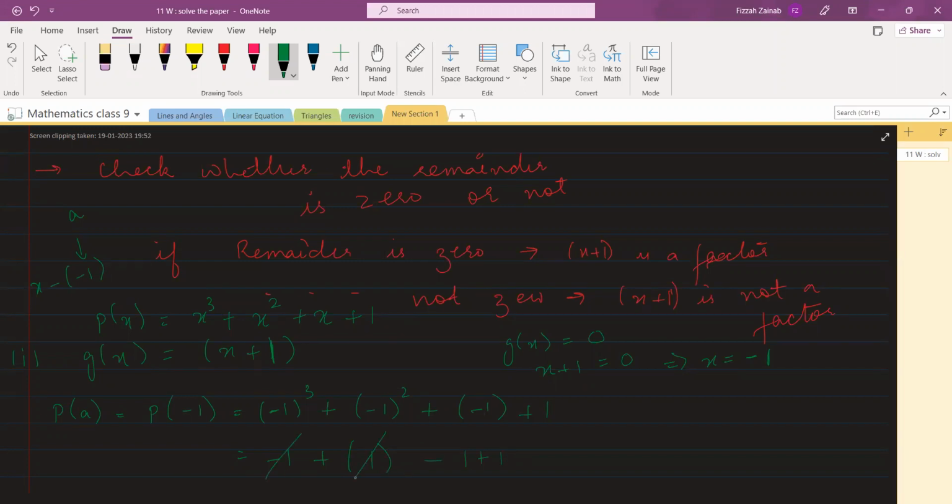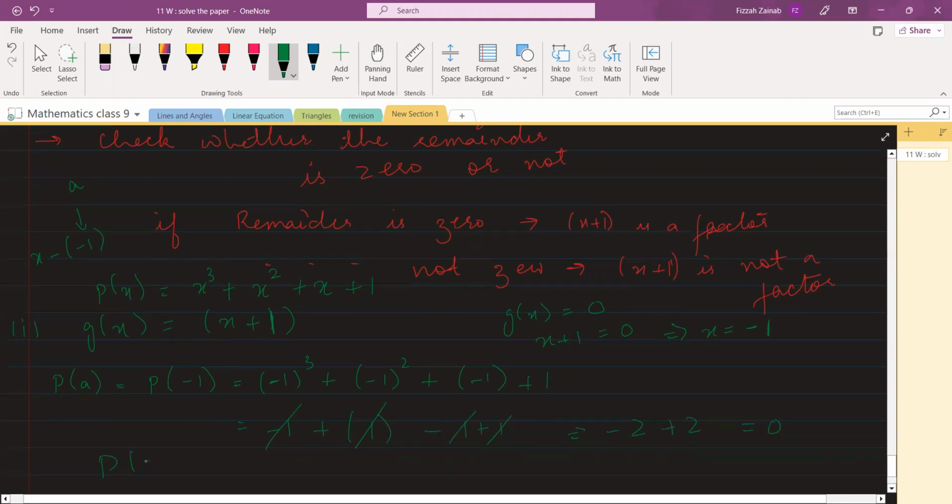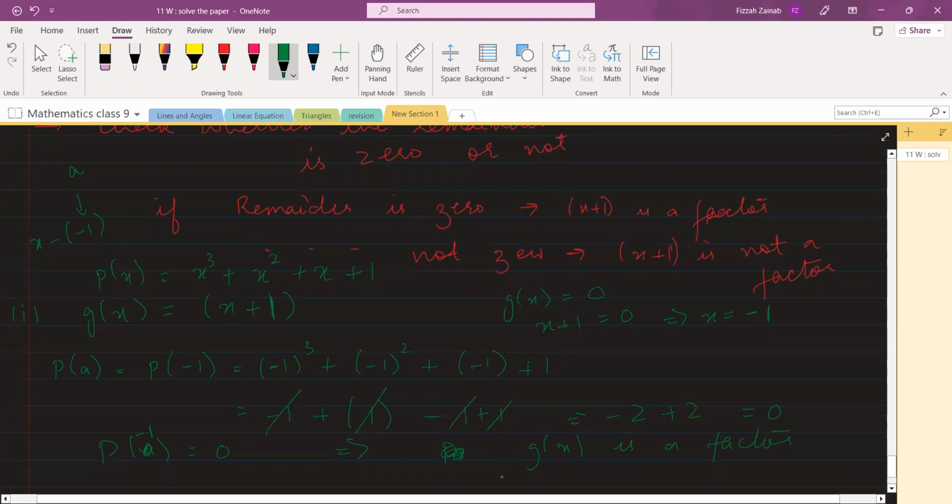This minus 1 plus 1 cancel out, this minus 1 plus 1 cancel out. Or you can write like this: minus 1 minus 1 is minus 2, and plus 1 plus 1 is 2, and again it is 0. So your p of a is 0. What does it imply? P at minus 1 is equal to 0. So that implies that g of x is a factor. Is it clear? Yes, ma'am. Or you can say that x plus 1 is a factor. This is your g of x.